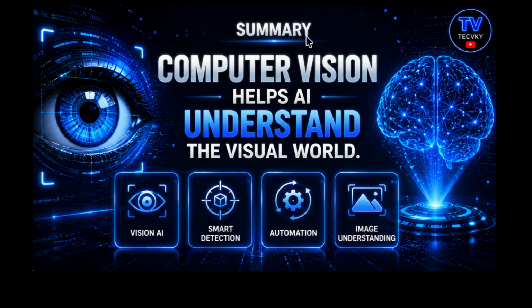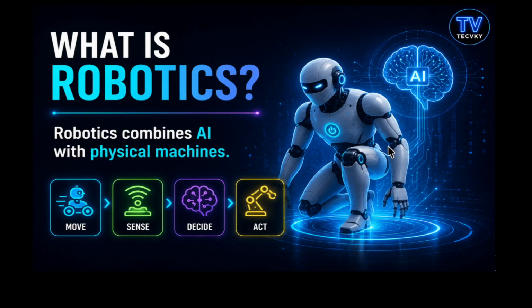Okay, let's summarize. Computer vision allows AI to understand the visual world. It transforms images and videos into meaningful information. This technology is essential for many modern intelligent systems. Okay, now let's move on to robotics.